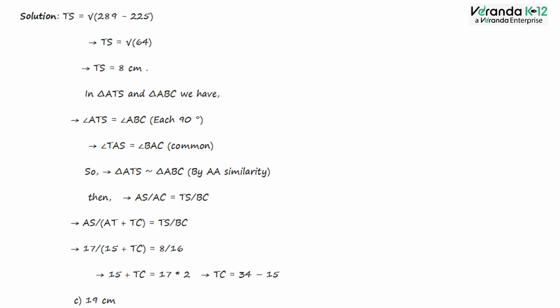Then we have AS by AC is equal to TS by BC. So, AS into AT plus TC is equal to TS by BC, which implies 17 into 15 plus TC is equal to 8 by 16. So, solving we will get TC is equal to 19 centimeters. So, the right option is 19 centimeter.